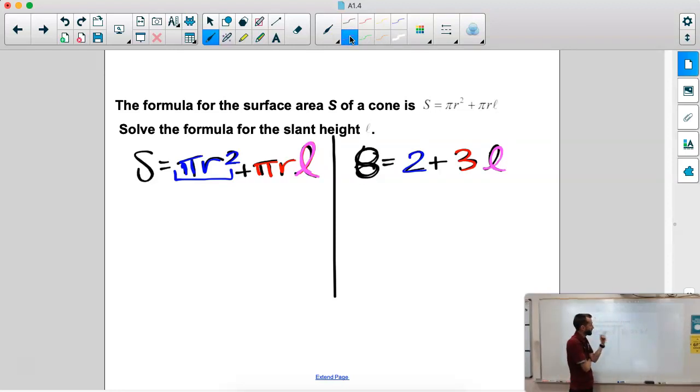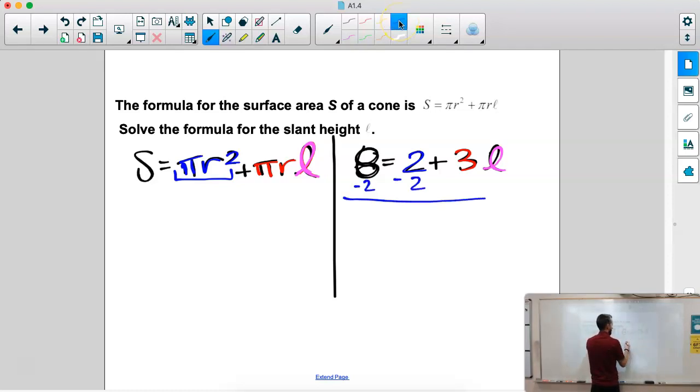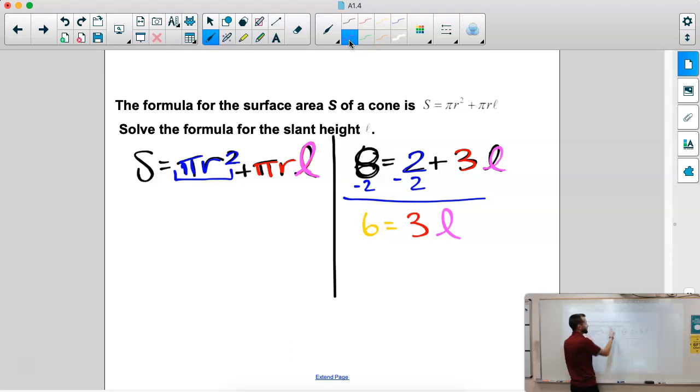So on this side, if I were to walk through this with you, I think you would all tell me the first thing you would do is subtract 2 from both sides, and you would end up with 6 equals 3 times L. And I want you to see over here, that's the same thing.